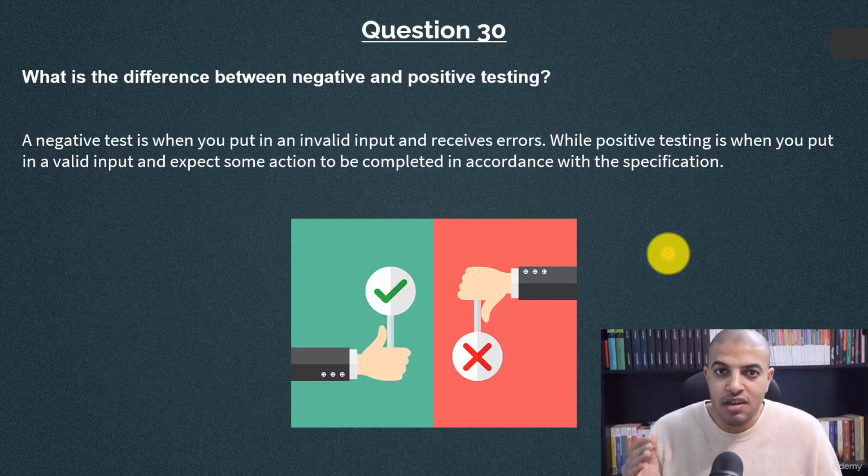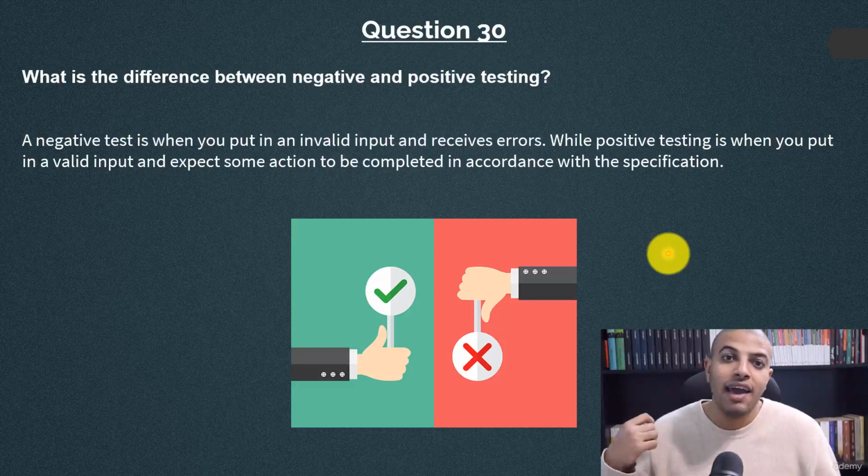So for example, you are testing the login functionality, okay? For positive testing, I'm logging in using a valid username and a valid password, or a valid email and a valid password. So this is positive testing. On the other hand, in negative testing, I'm logging in using a valid email and invalid password, or using invalid email. So this is negative testing.